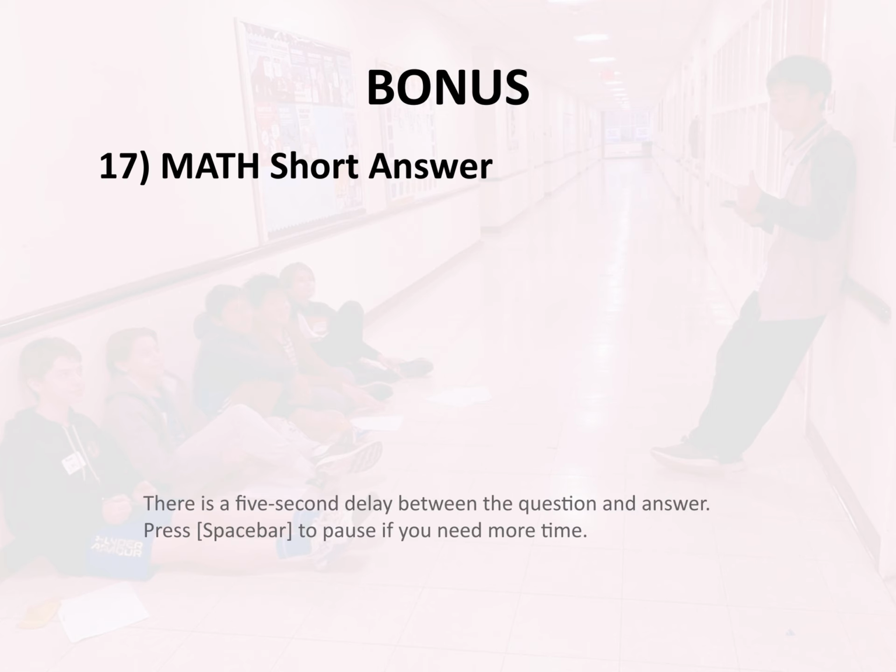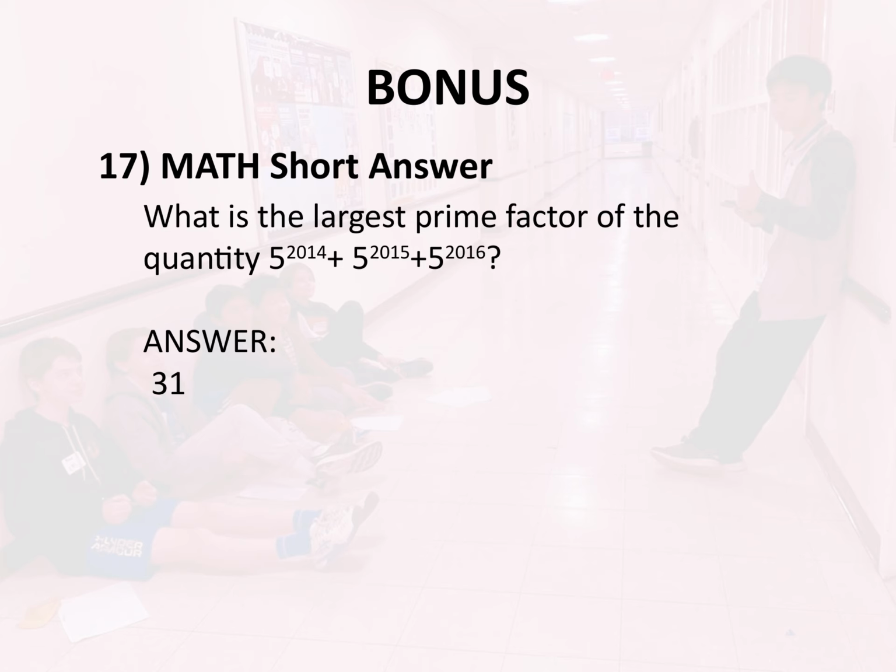Bonus 17. Math. Short answer. What is the largest prime factor of the quantity 5 to the power of 2014 plus 5 to the power of 2015 plus 5 to the power of 2016? Answer 31.